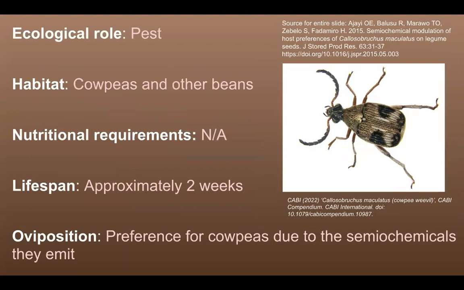So the ecological role of C. maculatus is a pest, and its habitat is usually in cowpeas or other beans. Adult bean beetles do not require anything to eat or drink, and they just mate in their lifespan that is approximately 2 weeks. Like other insects, C. maculatus have a preference for where they lay their eggs, and experimentally it's been found that they prefer to lay their eggs on cowpeas due to the semiochemicals they emit.